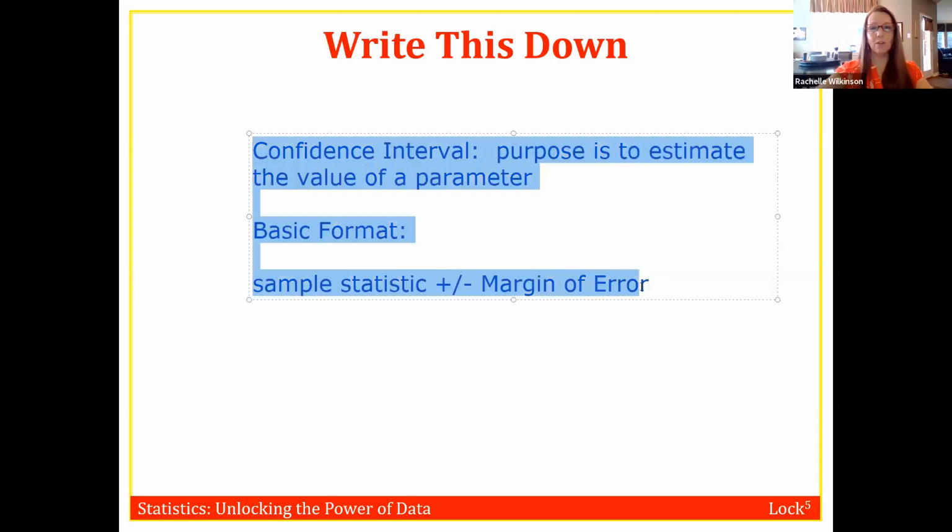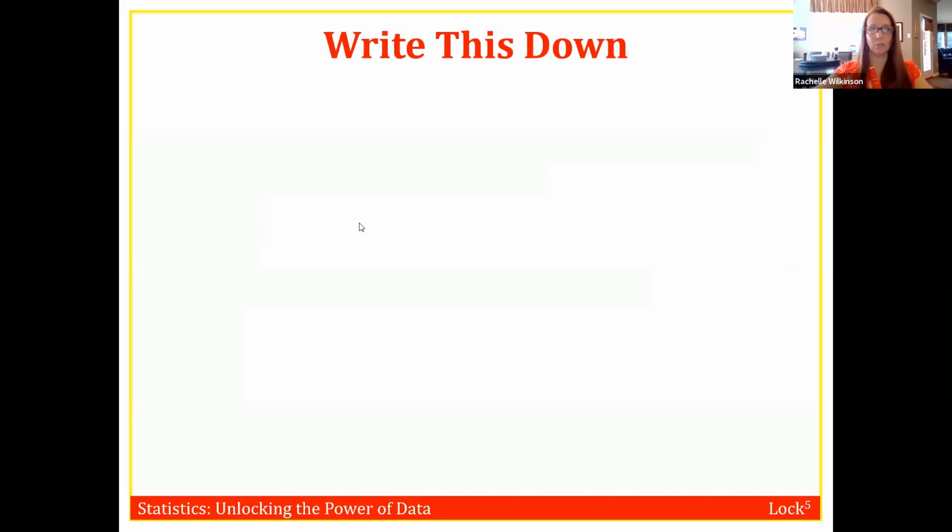All right, we learned how to construct confidence intervals. We talked a lot about how to get the margin of error. We said that margin of error is based on the standard error. And remember, standard error is just the standard deviation of the sampling distribution.